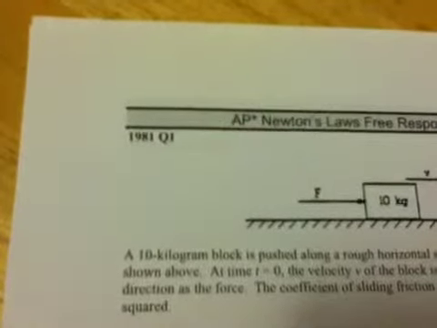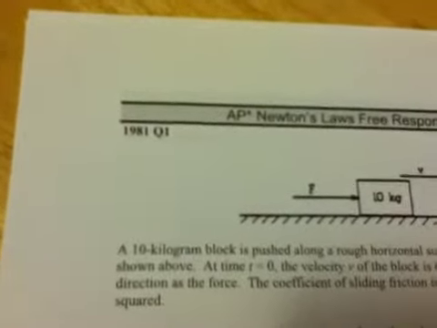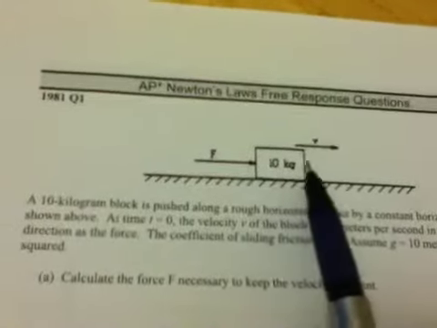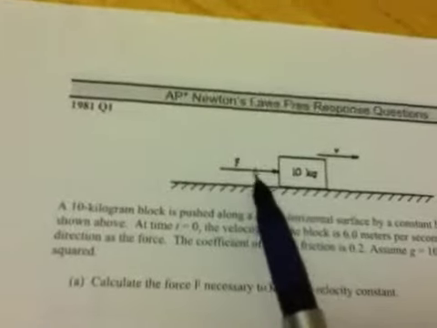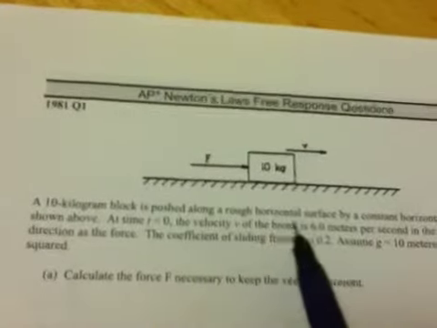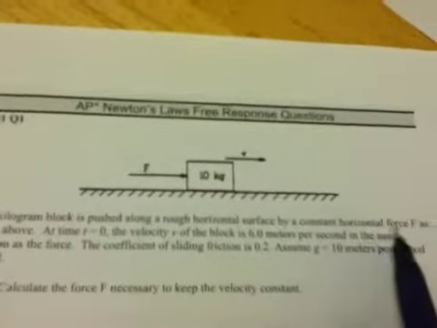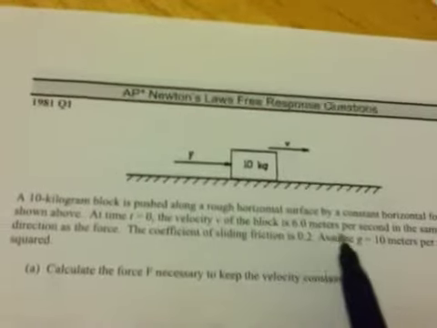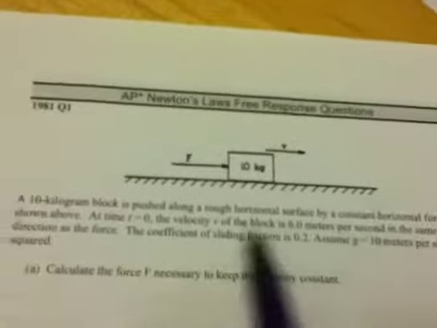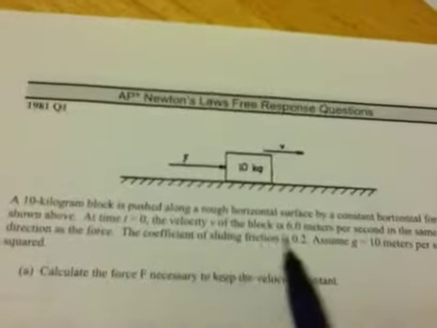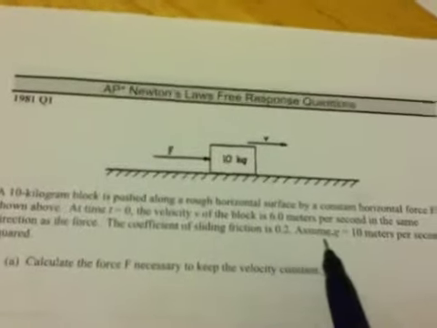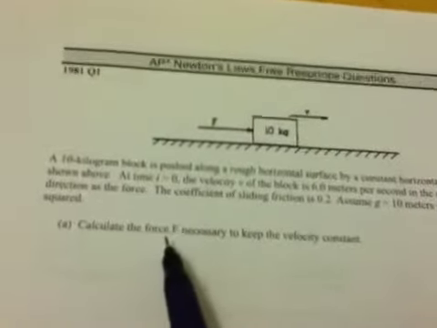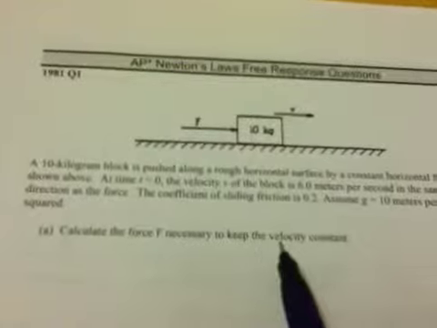All right, so now we're working with question 1, from 1981. We've got this 10 kilogram block being pushed along by a constant horizontal force as shown above. The velocity of the block is 6 meters per second in the same direction as the force. They give us the coefficient of friction, and g equals 10 meters per second squared. So calculate the force F needed to keep the velocity constant.